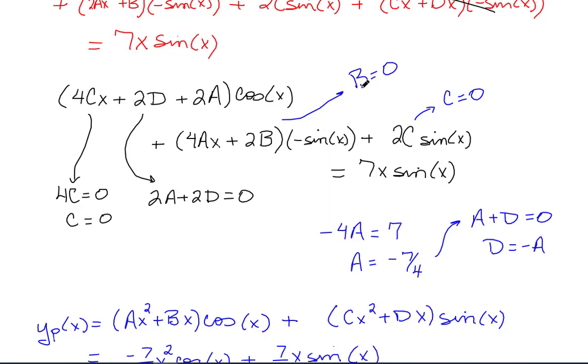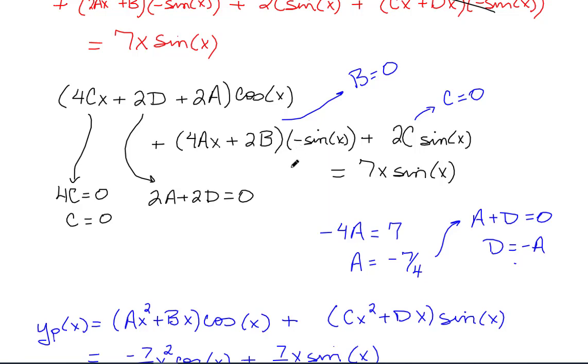Alright, what about the b part here? I've got a 4ax and a minus sine x. So that tells me that minus 4a must be 7. And I get a is minus 7/4. Well, we had over here 2a plus 2d is 0. So that says that d is minus a. Alright, and b is 0 because I don't have any constants times the sine.